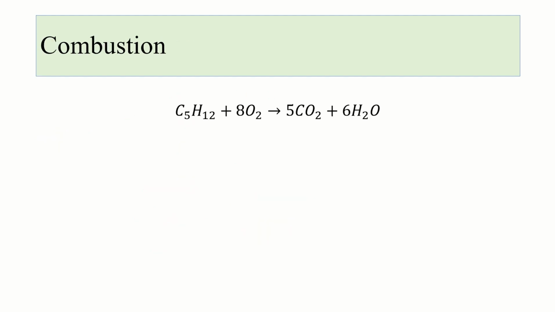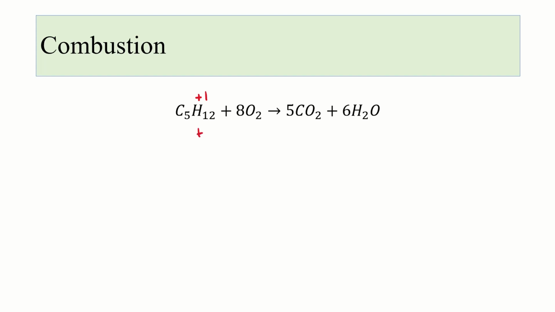The next type of redox reaction is combustion. Combustion is burning of fuel by rapid oxidation with oxygen. For example, combustion of pentane, a hydrocarbon, C5H12. Let's assign all the oxidation states, +1 for hydrogen. The carbons that have 3 hydrogens on them will have -3 oxidation state. The carbons with 2 hydrogens will have -2 oxidation states.